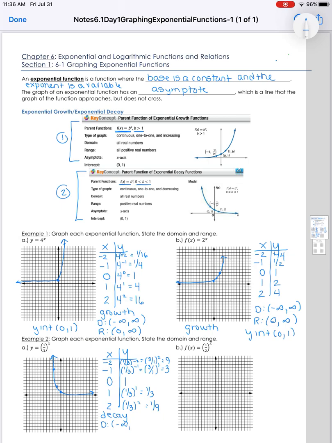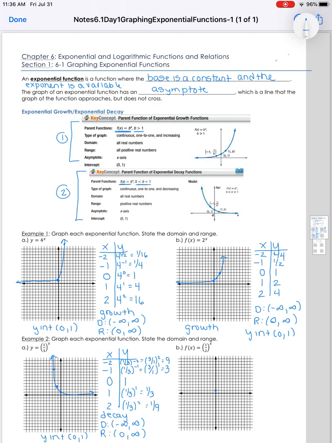The x values are not changing, so it's still negative infinity to positive infinity for the domain. The range is still going to be from 0 up, so from 0 to infinity. And the y-intercept is still remaining 0, 1 for this. It's just the direction of the graph has shifted locations. And what you're going to find is the same thing for the next one.